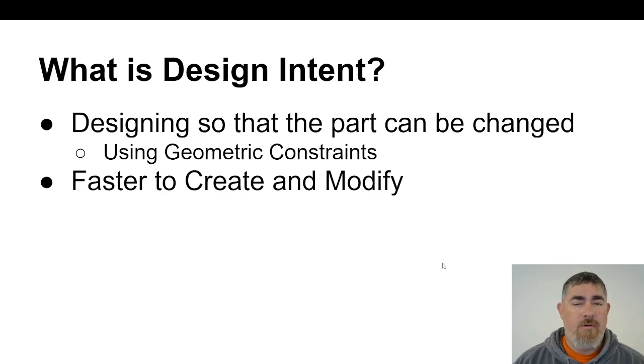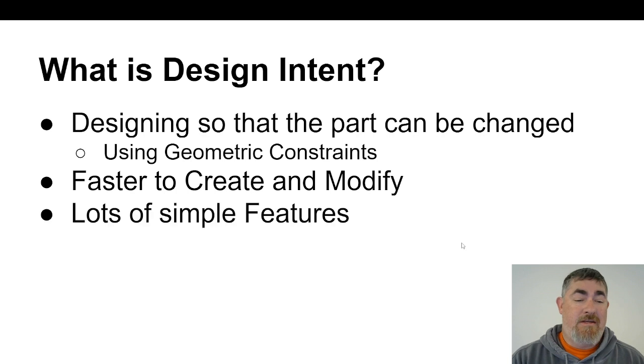When we do a model with good design intent, it also makes it easier and faster to create it, because now instead of having to dimension things twice, we tell it to be centered and we dimension one thing, as an example. Also, we use lots of simple features. It's easier to use simple things than hard things. Lots of simple things is simple. A few hard things is hard. So it's easier to do the model if you break it down into simpler pieces.